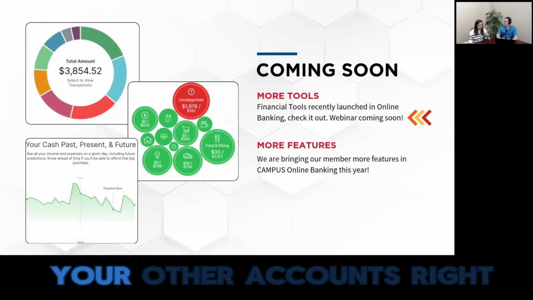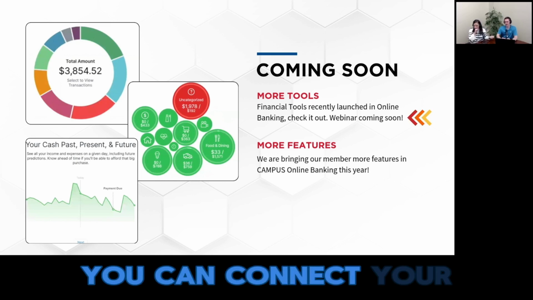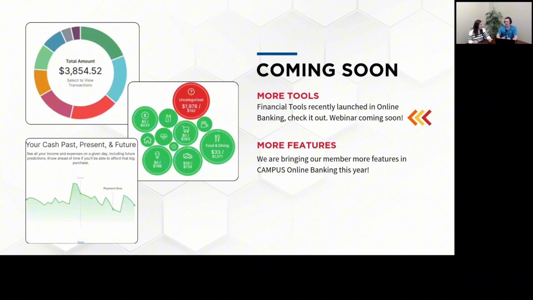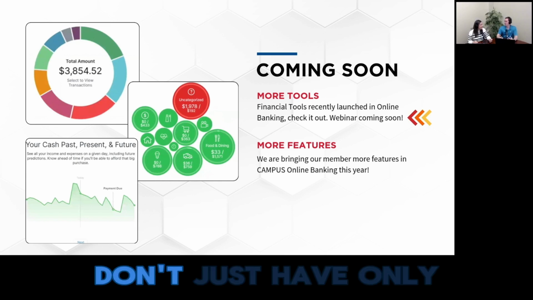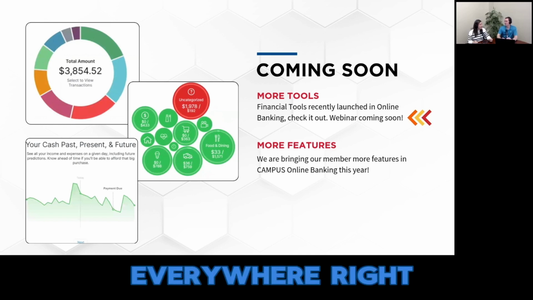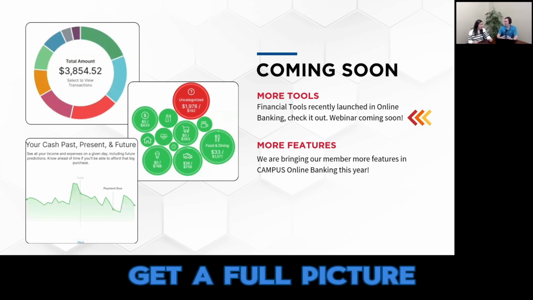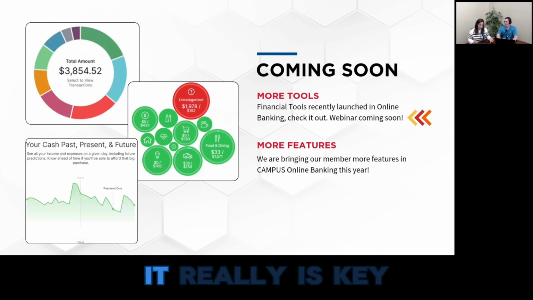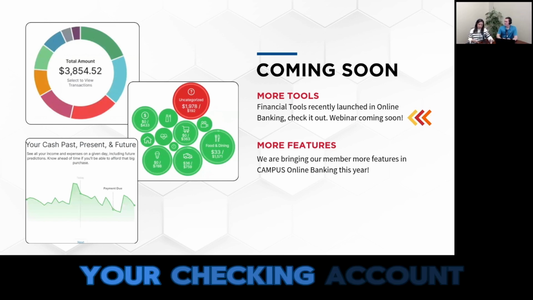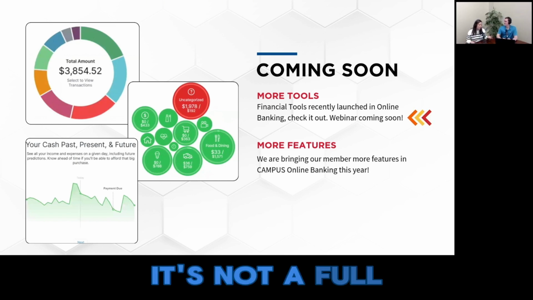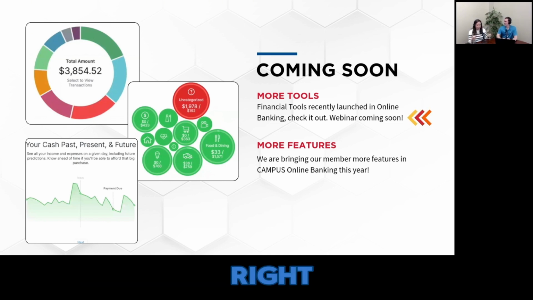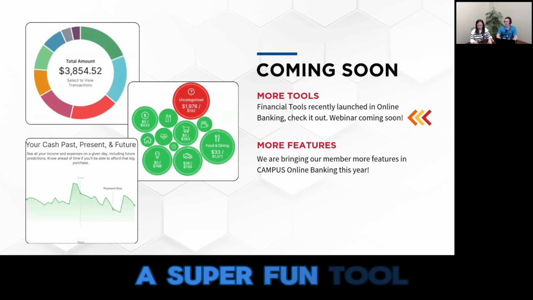And you can connect your other accounts, right? Yeah, you can connect your accounts at other institutions. It'll track loans, deposit accounts. It's awesome. You don't just have only your campus balances available to you. You have your balances everywhere and you're spending everywhere. So you get a full picture. Exactly. I think that's key. It really is key, because if you're not looking at your credit card transactions, but you're looking at your checking account and thinking about your budget, that's not a full picture of what you're spending, and it's not really putting it in perspective. Right. So this is a super fun tool.